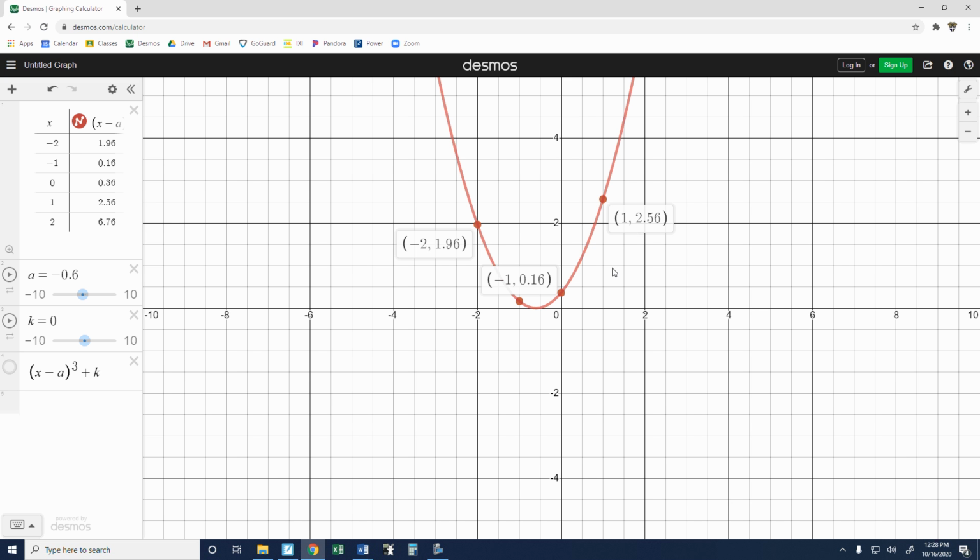So this is not an even function. Opposite x values do not have the same y value, and it does not have symmetry about the y-axis.